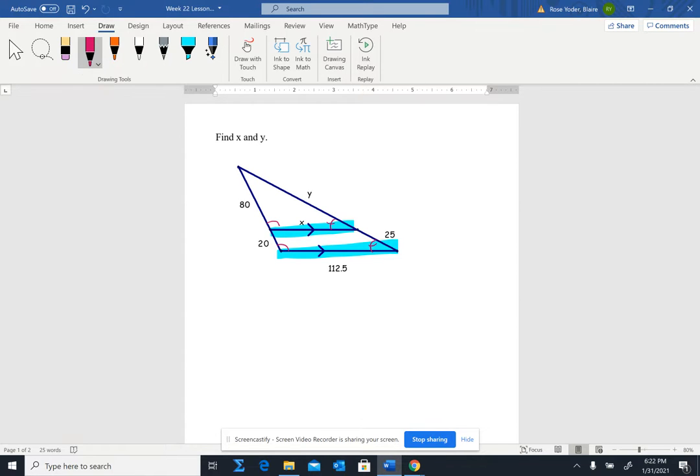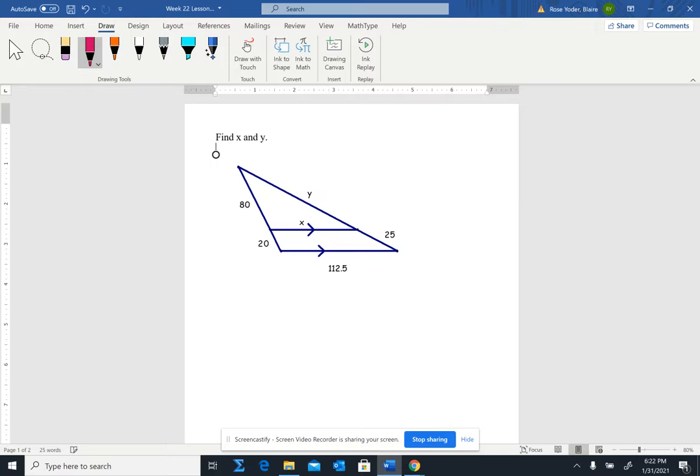So that means what you have is a little triangle up on top that ends up being similar to the whole big triangle because all of their angles are congruent to each other. So the key is going to be drawing those two similar triangles. Let's check that out and see what that looks like.